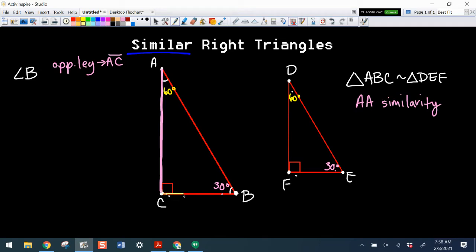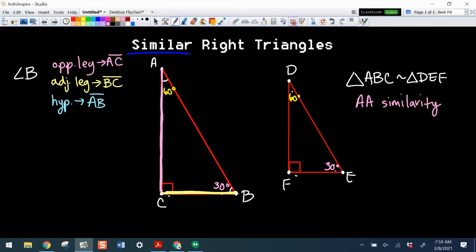And the adjacent leg to B, notice I use the term adjacent leg, because if I use the term adjacent side, we could be referring to the hypotenuse, but the adjacent leg is BC. So the adjacent leg to angle B is side BC. And of course, the hypotenuse of this right triangle is AB, which has nothing to do with whether angle B or angle A is the indicated angle. So the hypotenuse is line segment AB.